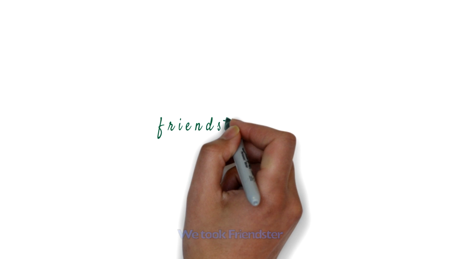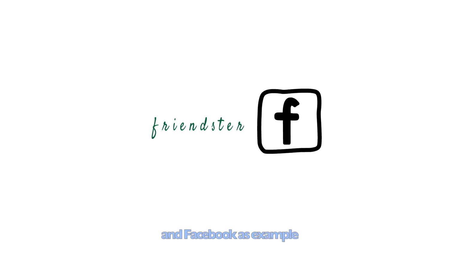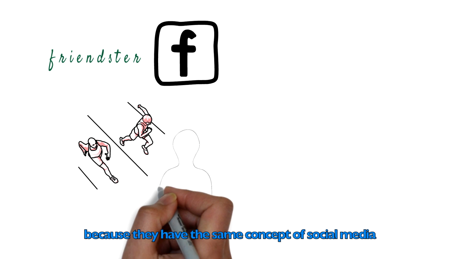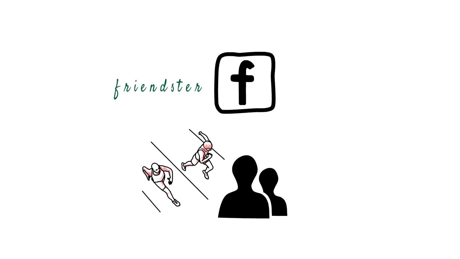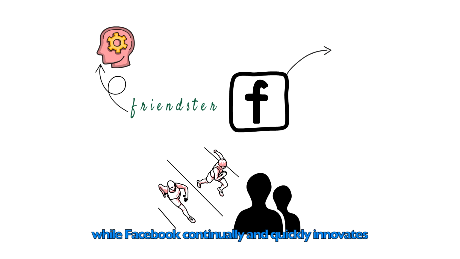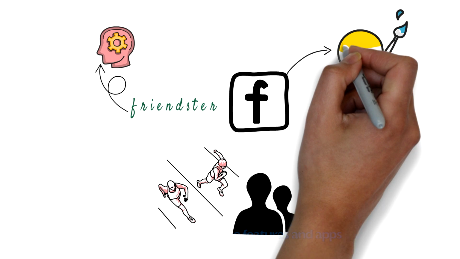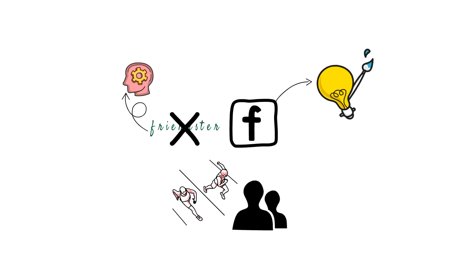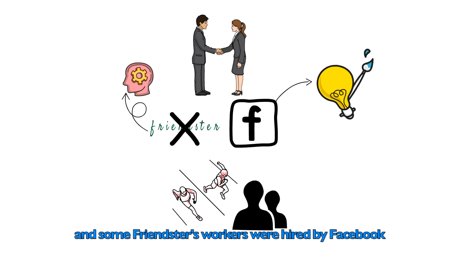We take Friendster and Facebook as an example. They were competing because they had the same concept of social media. But Friendster didn't innovate the platform, while Facebook continually and quickly innovated by adding game features and apps. Friendster fell, and some of the Friendster workers were hired by Facebook.